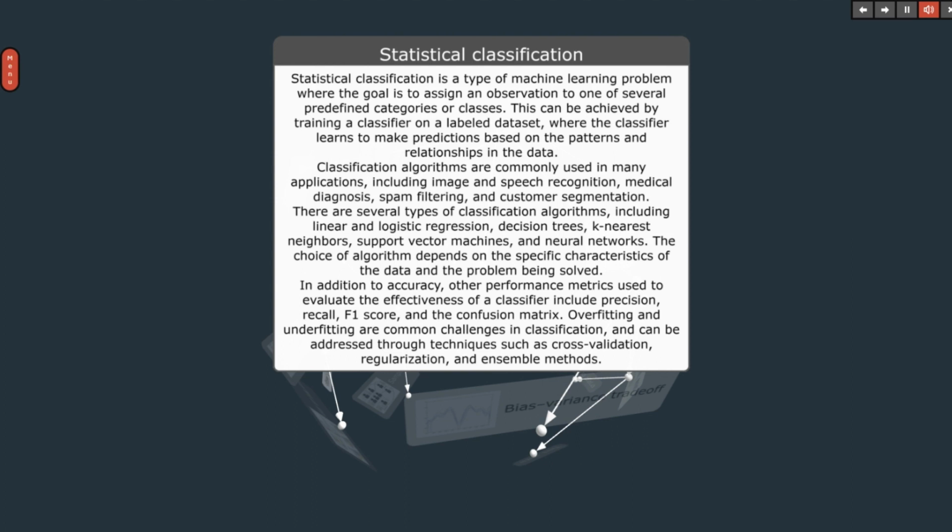In addition to accuracy, other performance metrics used to evaluate the effectiveness of a classifier include precision, recall, F1 score, and the confusion matrix. Overfitting and underfitting are common challenges in classification, and can be addressed through techniques such as cross-validation, regularization, and ensemble methods.